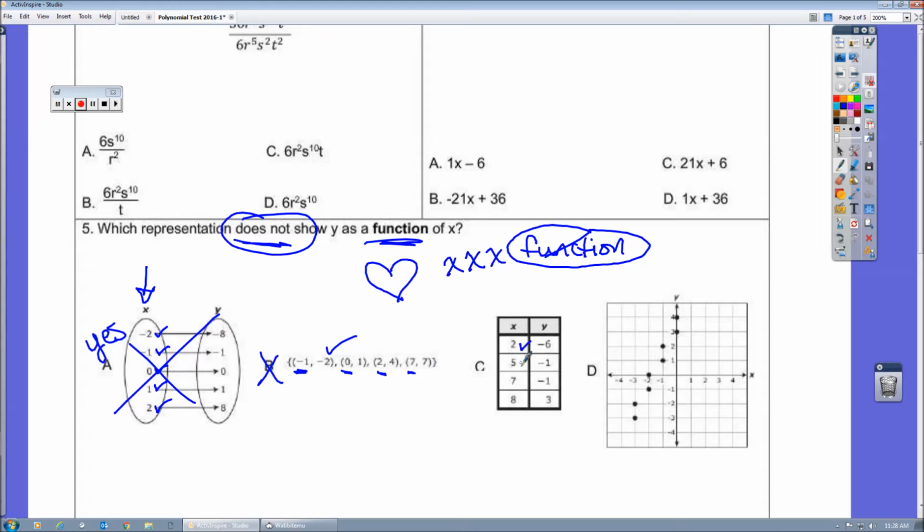Look at the x's here, letter C. They do not repeat, but we're looking for the not. This is a function. But if you look at letter D, I can do the vertical line test here, and you'll see that you're going to cross those x's more than once there. You're going to cross it twice there, and twice there. This is not a function.